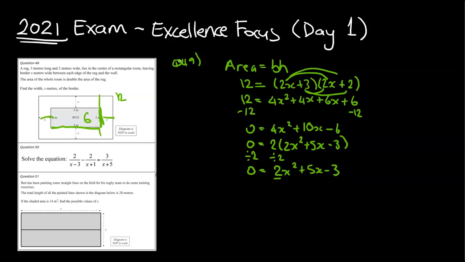I'm just going to have to use my grouping method. So 2 times -3 is equal to -6. So what multiplies to this -6 and adds to this 5? Hopefully you're thinking, oh, +6, -1. That one took me a while to get. Normally get them a bit quicker. So +6, -1. So 0 will be equal to 2x squared plus 6x.